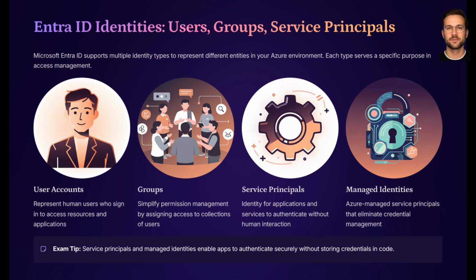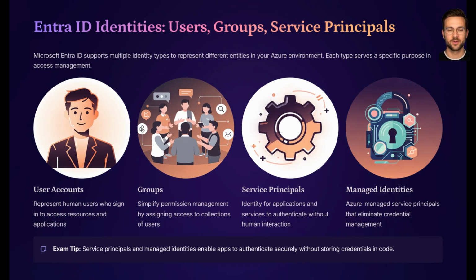Let's look at some key identity types in Microsoft Entra ID. First, user accounts. These represent human users. They can be created directly in Entra ID, or synchronized from an on-premises Active Directory environment. Second, groups. Groups allow you to manage permissions for many users at once. Instead of assigning access to each user individually, you assign it to a group, and users inherit that access as group members. Third, service principals and managed identities. These represent applications or services that need to authenticate to Azure without using a human user account. Service principals are identities for applications, and managed identities are special types of identities that Azure manages automatically for services like virtual machines and app service. So you don't need to store credentials in code.